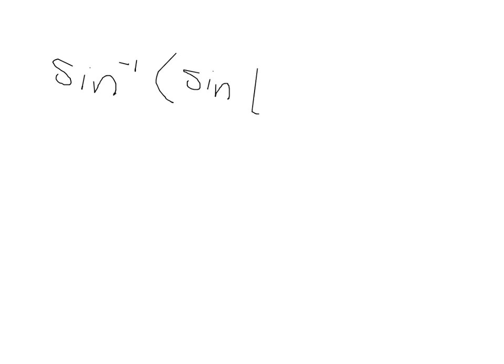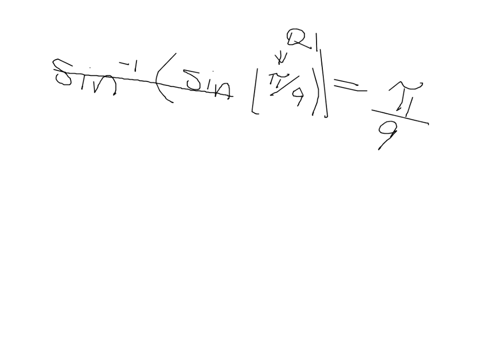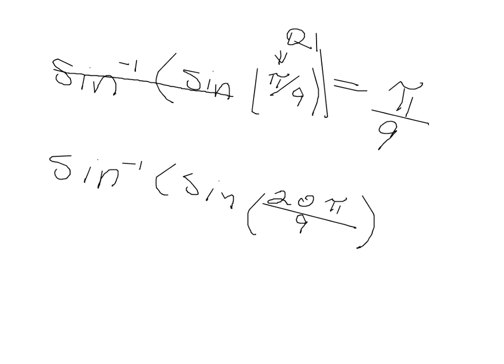Now, if I put the inverse sine on the outside and put inverse sine of pi over 9. Now this isn't in the table, so I'm going to have to use a little bit of math to figure it out. Since this is in quadrant 1, I just cross it out and get pi over 9, because that's in quadrant 1. It also has to be between minus pi over 2 and pi over 2. So if you had inverse sine of 20 pi over 9.